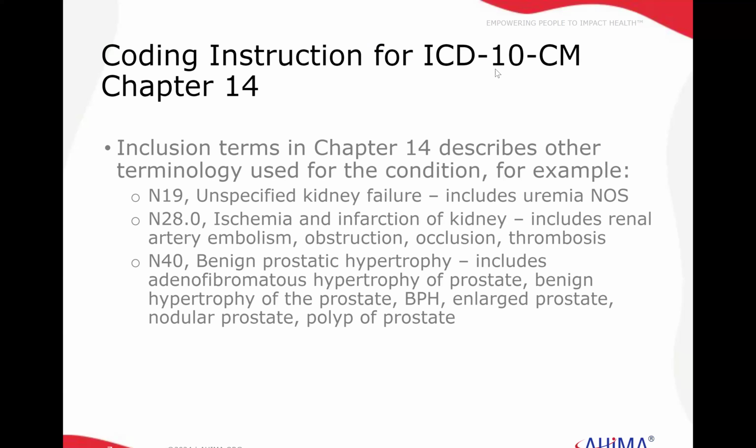Another thing that is helpful to remember is that there are certain inclusion notes in Chapter 14, and this talks about other terminologies used for the same condition that would be the same code. So for instance, N19, unspecified kidney failure, includes such terms as uremia, not otherwise specified. N40, benign prostatic hypertrophy, includes such terms as benign hypertrophy of the prostate, BPH, enlarged prostate, and so on.